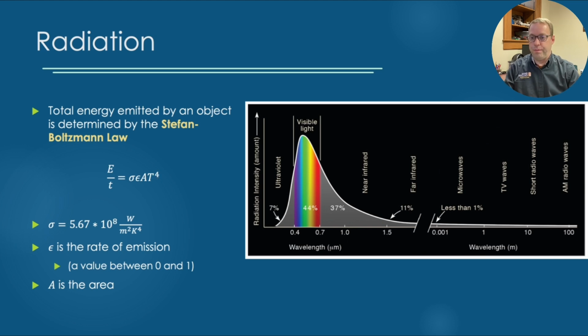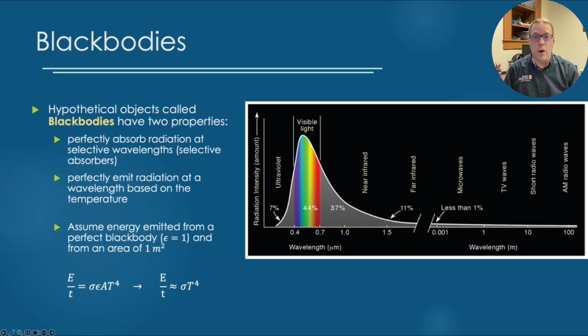Now, if we have a black body, this emission rate, this little e thing, is actually going to be equal to 1. In that case, we're dealing with a black body which perfectly absorbs radiation at selective wavelengths, and then it perfectly emits radiation at a specific wavelength based on the temperature from Wien's law, right? That's where we get that. So a black body perfectly emits radiation, perfectly absorbs radiation. So we get an emissivity of 1. So now our little e thing is just 1.